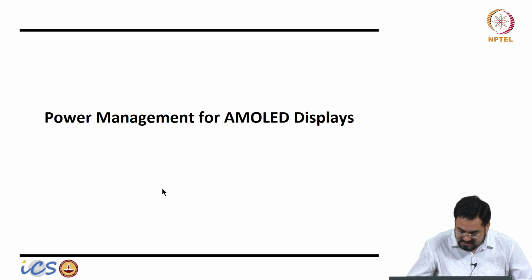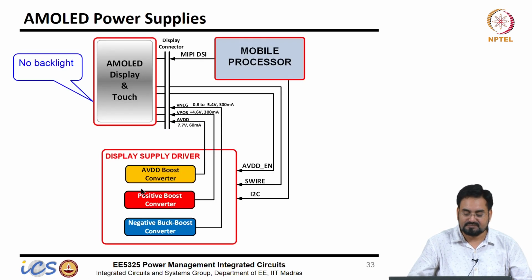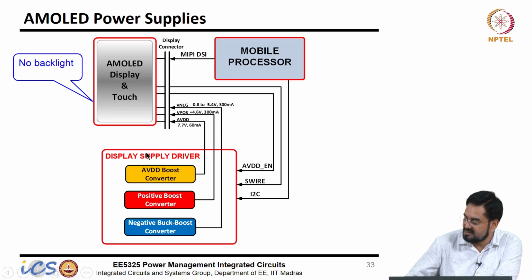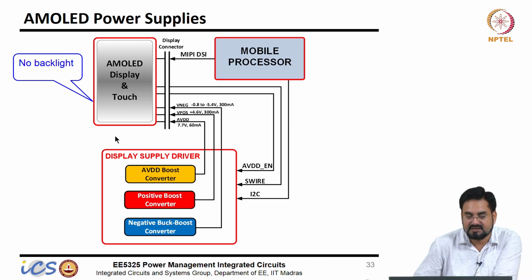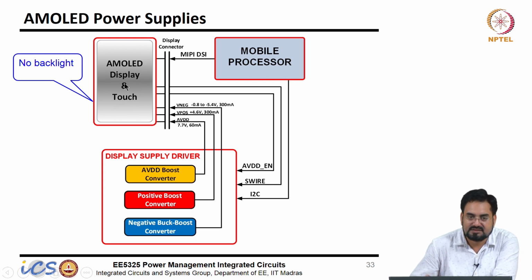Okay. So, now let us move to power management for AMOLED displays. AMOLED displays, as we know, do not require a backlight as we need in LCD, and the reason is that it is LED. So, it has its own light. So, the supply requirement is different for this, and what we require, again, is 3 supplies here just like in LCD, but these voltage levels are different here.